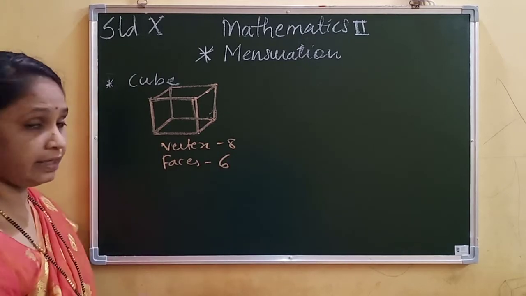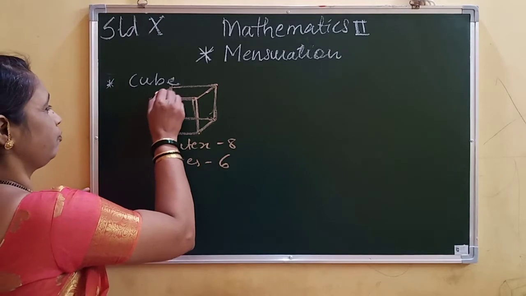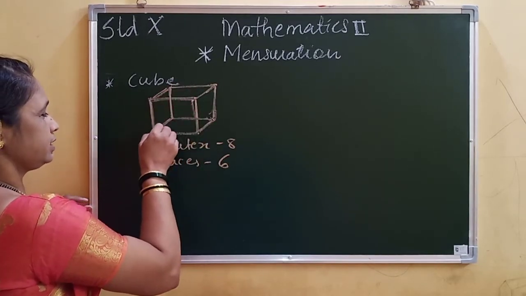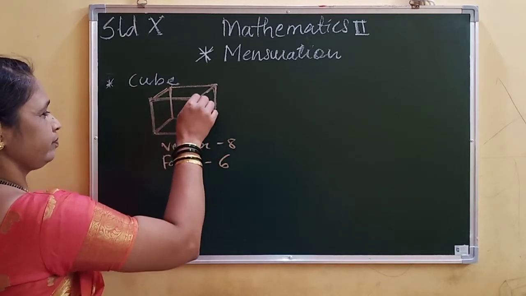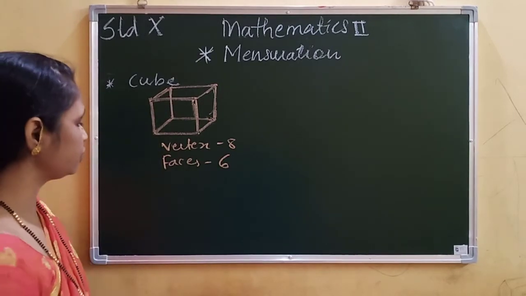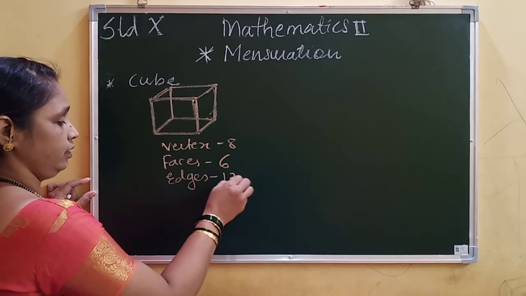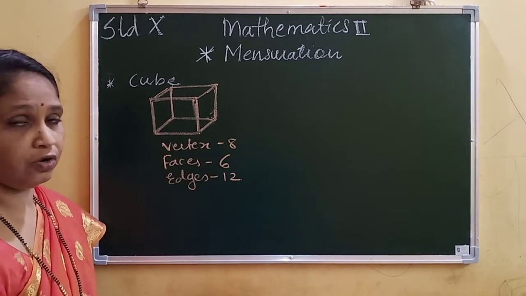And edges. How many edges does a cube have? See, 1, 2, 3, 4, 5, 6, 7, 8, 9, 10, 11 and this 12. So a cube has 12 edges. If we know all this information, it is easy to derive the formula.